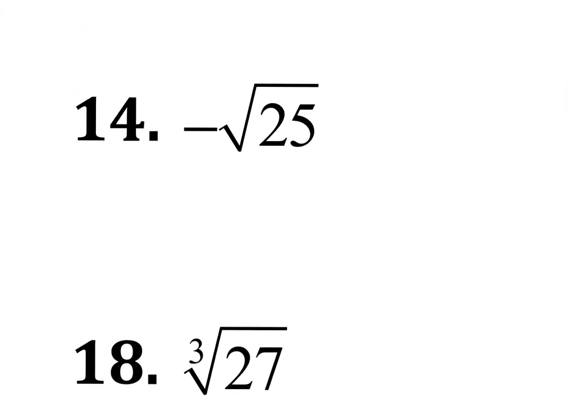Now this one here. This part is 5. And then I bring this guy down. Negative 5. Notice that the negative is not part of the root. The negative is outside. It says the opposite of the square root of 25. The square root of 25 is 5, so the opposite is negative 5.